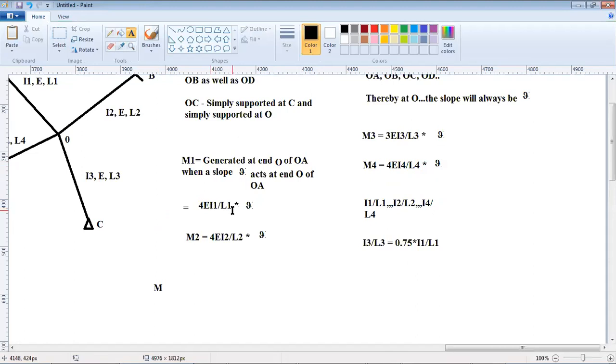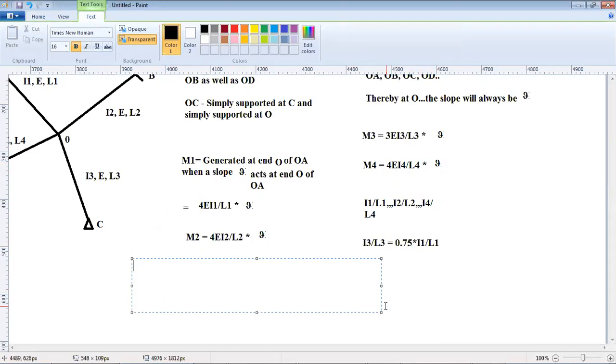M1 was equal to 4EI1 by L1 into theta, M2 equal to 4EI2 by L2 into theta, M3 equal to 3EI3 by L3 into theta, and M4 equal to 4EI4 by L4 into theta. Thereby, if we take the ratio of M1 is to M2 is to M3 is to M4, what do we get? Because E is the modulus of elasticity and it's constant for all the elements, it will go once we are taking the ratios.